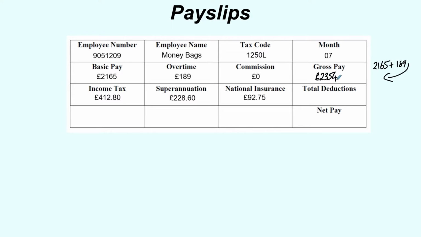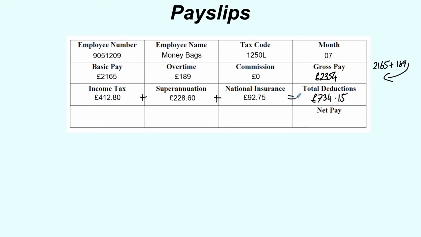Moving on to the next line, we're going to look at the deductions, all the things that get taken away. We've got an income tax, which everyone would pay as soon as you earn over a certain amount. There are different bands for income tax, which we'll look at a little bit later on. Superannuation could be something like your pension fund. Your national insurance contribution is your state pension. So we're going to add all these together. 412.80 plus 228.60 plus £92.75. That gives us altogether deductions of £734.15. So that's just adding these three together.